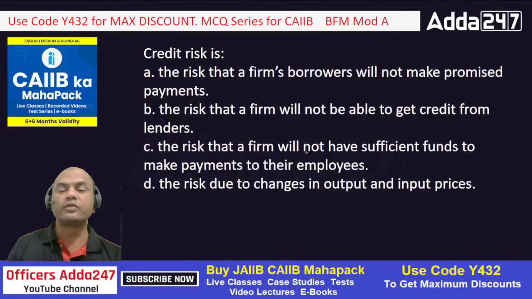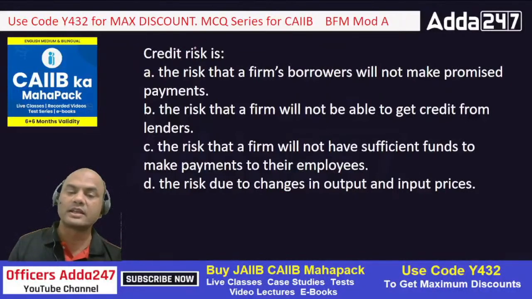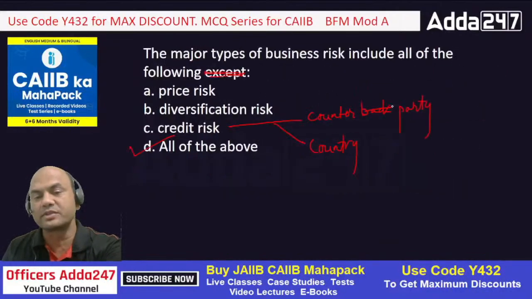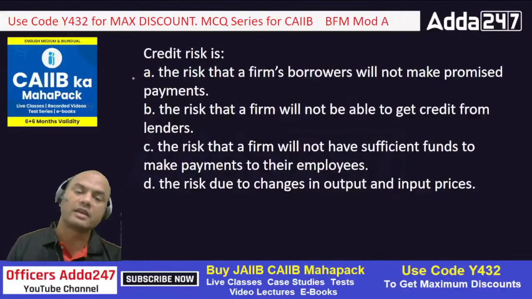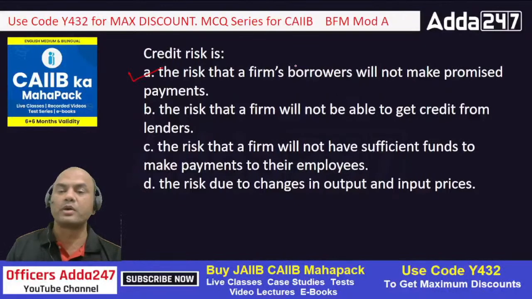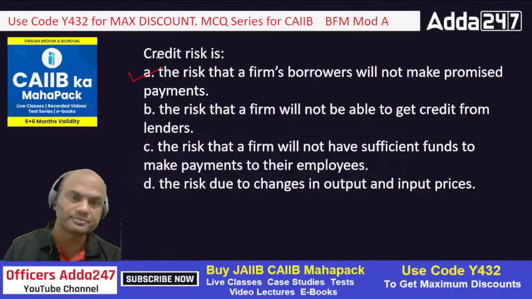C, the risk that the firm will not have sufficient funds to make payments to their employees. And the last one, the risk due to changes in output and input prices. So which is the credit risk in that case? Just now we saw it. Credit risk was of two parts, counterparty and country. Counterparty means, correct, it is A, the risk that the firm's borrowers will not make the promised payments. The remaining are all risks, definitely. B, C and D are risks, but these are not credit risk.